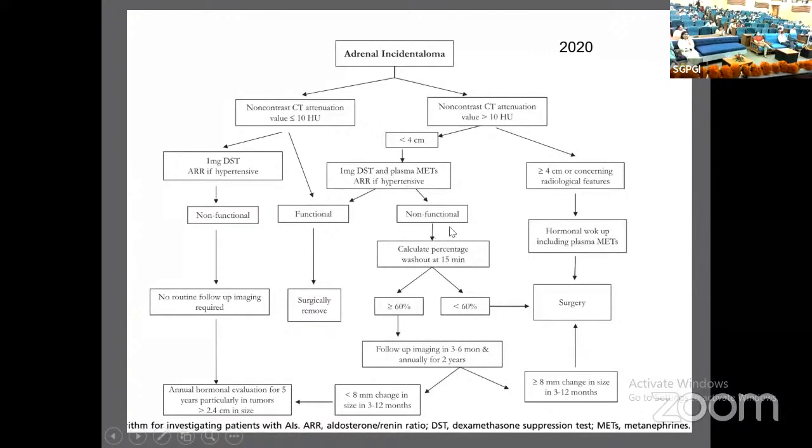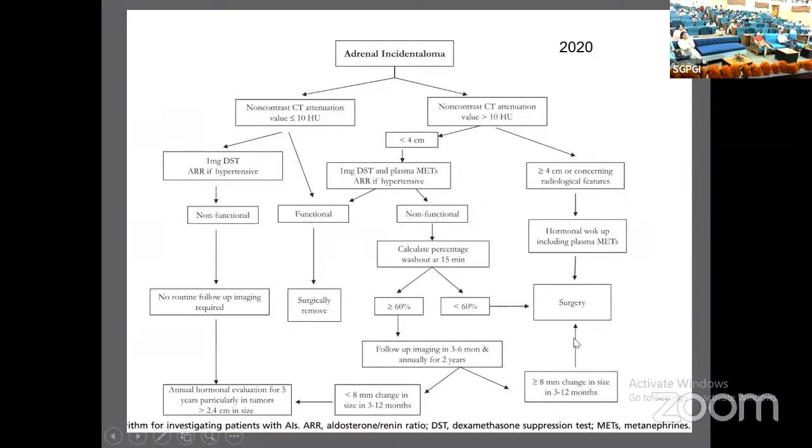Again, if it is non-functional, do a percentage washout at 15 minutes to rule out malignancy. If it is less than 50 to 60%, then surgery, because the chance of malignancy is more than 60%. And if the size is less than 4 centimeters, as I mentioned, then follow-up. On the other hand, in patients with lesions more than 10 Hounsfield units, more than 4 centimeters, again, you do a hormonal workup, including plasma metanephrine, all three have to be done. And of course, surgery is the treatment of choice.